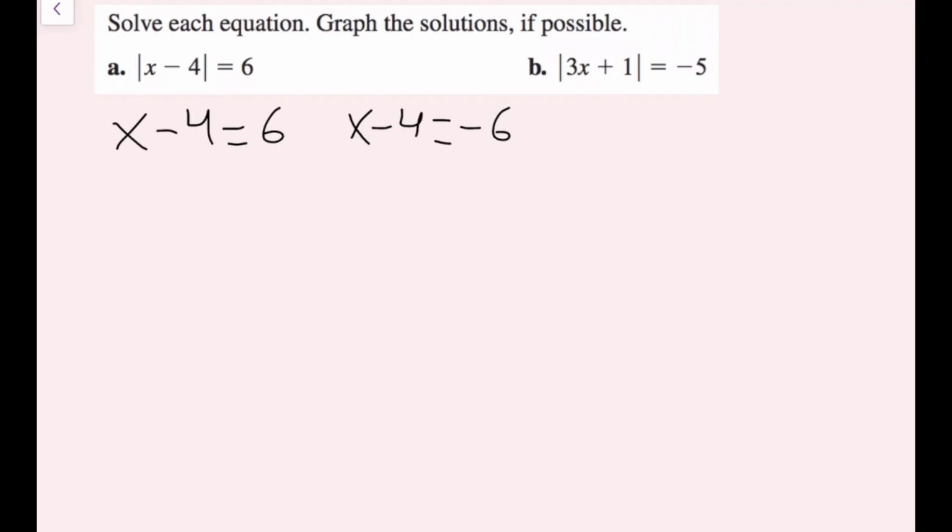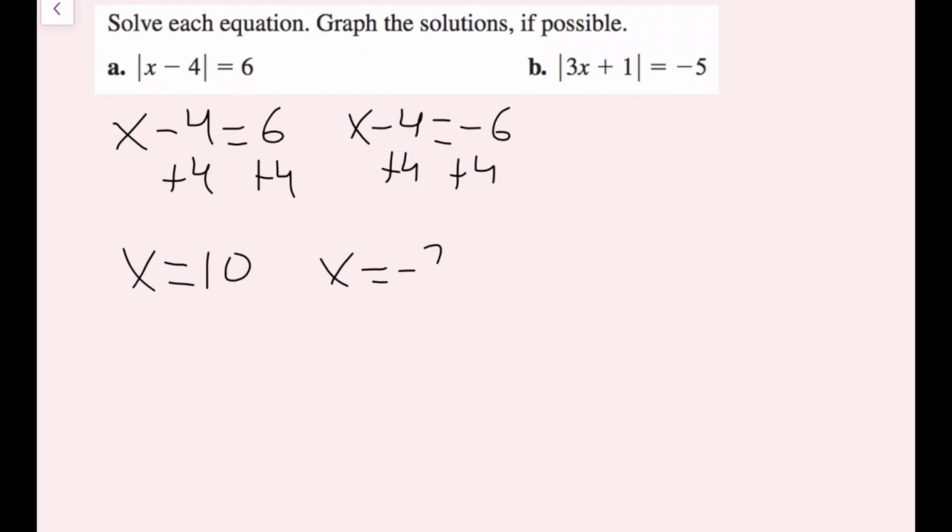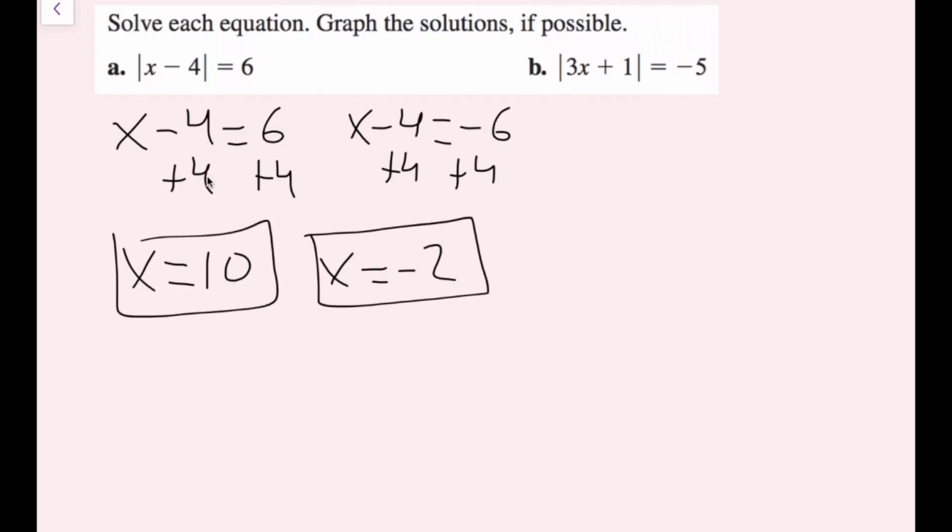Now I just solve these equations, and luckily you can solve them the exact same way. I'm going to add 4 to every side, and then I get x equals 10 and x equals negative 2. These are my two solutions. If I plug these back in, 10 minus 4 is 6, absolute value of 6 is 6, good. Negative 2 minus 4 is negative 6, absolute value of that is 6. So we know that both of these are true.